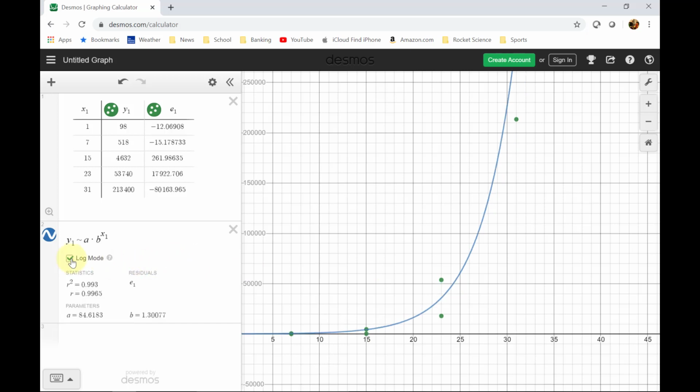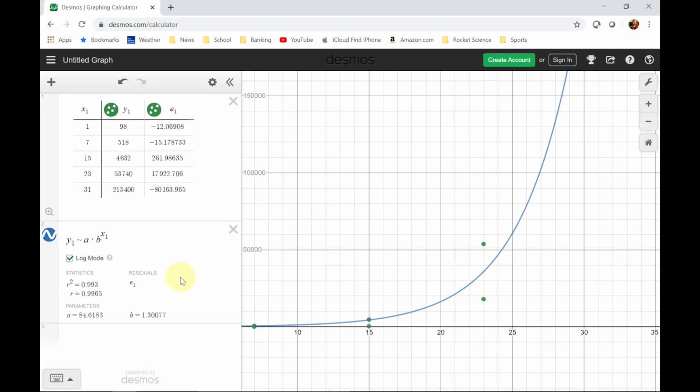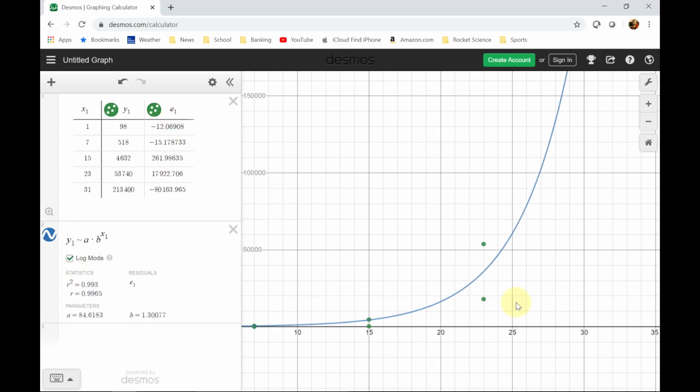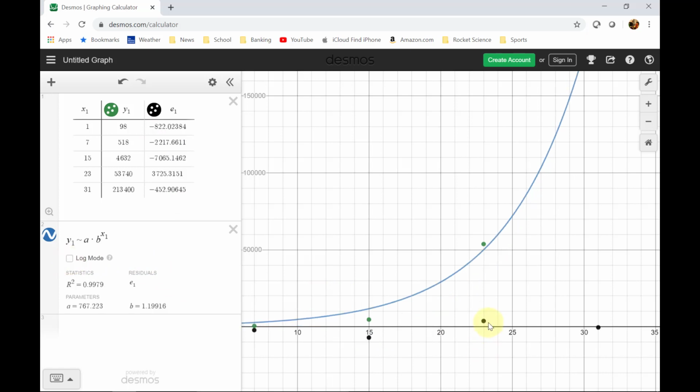I wonder if those will change, whether we include log mode or not. I think what's happening now, I can see it's included a column up here for the residuals. They're graphed in green, which is a little confusing. See if I can change that color. So the curve of best fit is in blue, and the residuals are graphed as these little black dots. They are above and below the x-axis, indicating whether they are positive or negative.